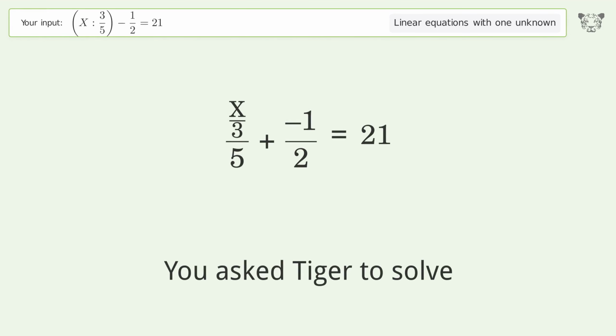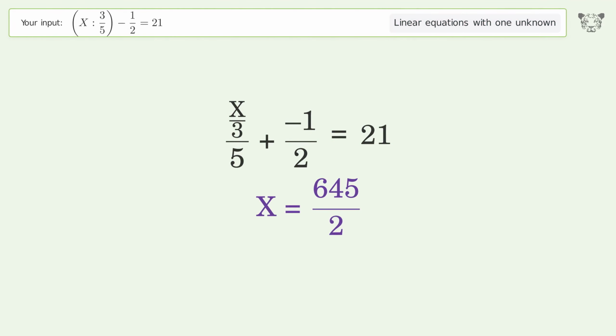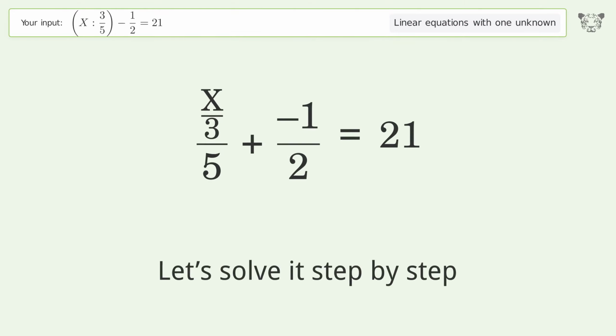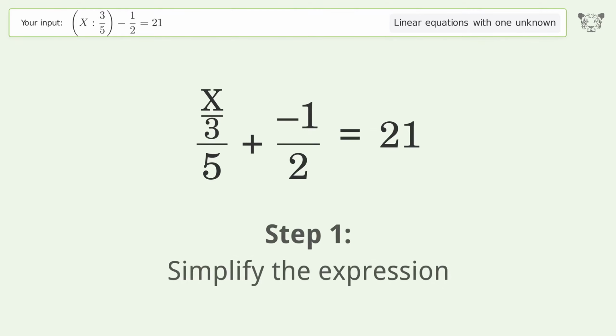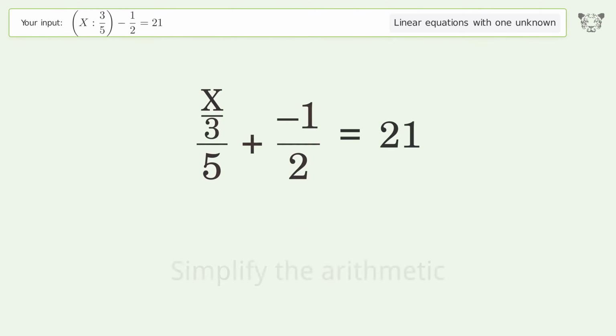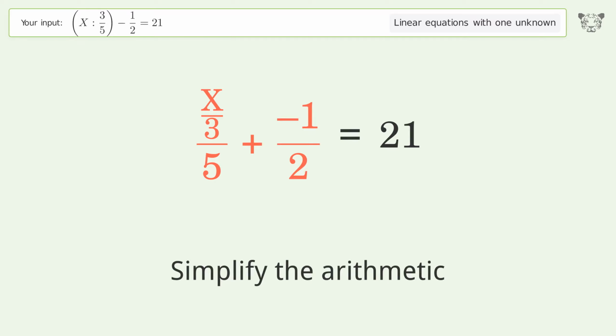You ask Tiger to solve. This deals with linear equations with one unknown. The final result is x equals 645 over 2. Let's solve it step by step. Simplify the expression. Simplify the arithmetic.